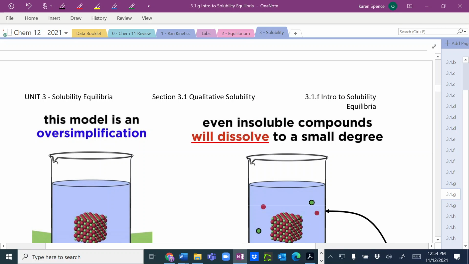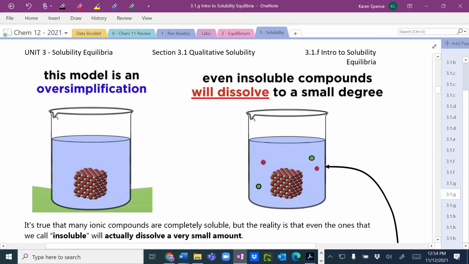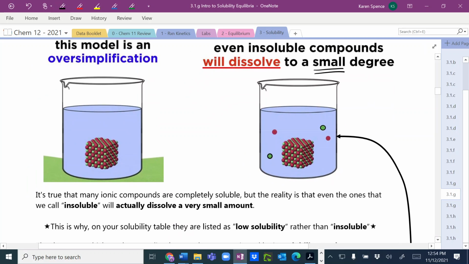So as you said in the video, this is an oversimplification. Having no ions at all is not how it really is. Even insoluble compounds will dissolve to a teeny tiny little bitty degree. Okay? This is why your solubility table doesn't actually use the term insoluble, it uses the term low solubility instead.